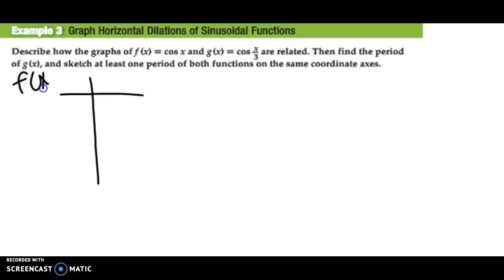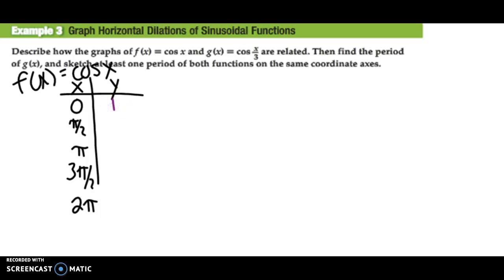f of x is the cosine of x. Okay? So x and y values, we put in the same values of x: 0, pi over 2, pi, 3 pi over 2, and 2 pi. That's one period. And so when we put 0 in, we get 1. Pi over 2 is 0. Pi is negative 1. 3 pi over 2 is 0. And 2 pi is 1.